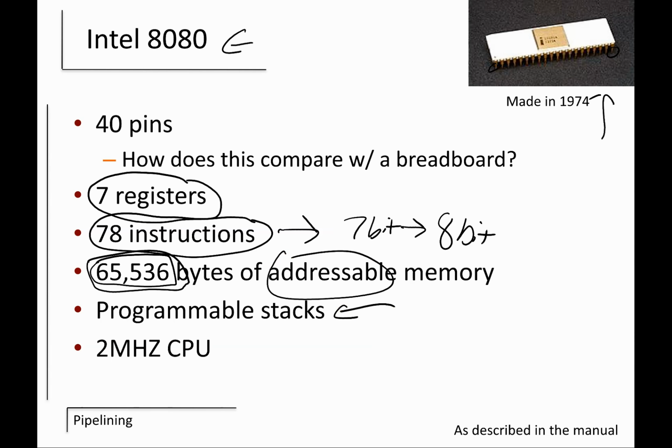Even back in the beginning days, it had programmable stacks, because otherwise you can't have functions. If you can't have functions, you can't even really write software. And this started out at 2 megahertz. So if we think about a hertz, that's sort of like 1 per second. A kilohertz equals 1,000. A gigahertz is a billion. So you can see where megahertz lies in terms of the performance spread for this.